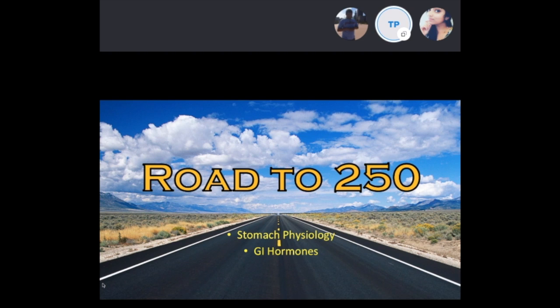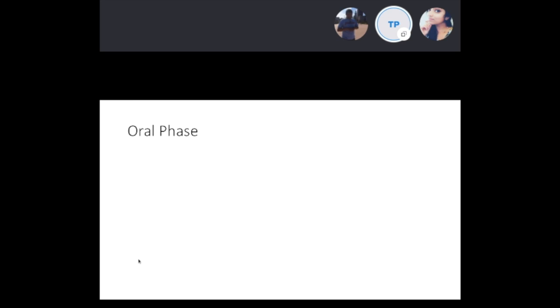So today on Road to 250, I'm going to talk about some stomach physiology and the GI hormones. To start off, I am going to review a little bit of GI overview, kind of outside the box sort of picture. The oral phase, or the oral cavity, consists of alpha amylase, which is an enzyme secreted by the salivary glands, and it begins the digestion process of the starch.